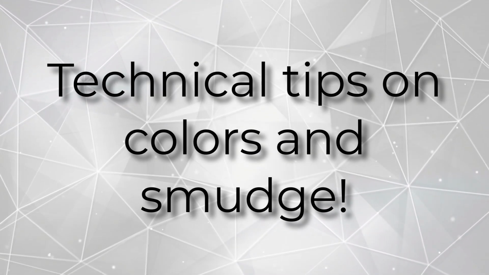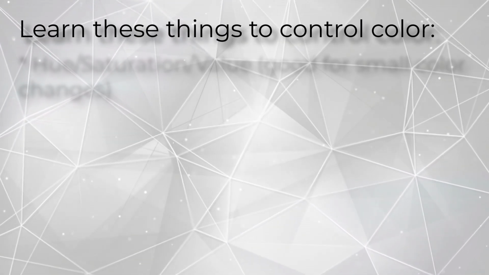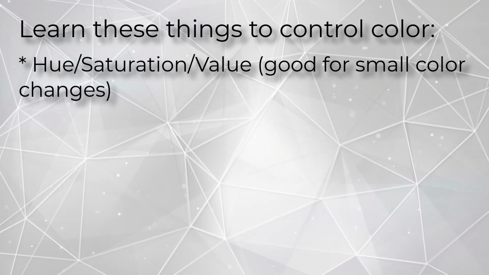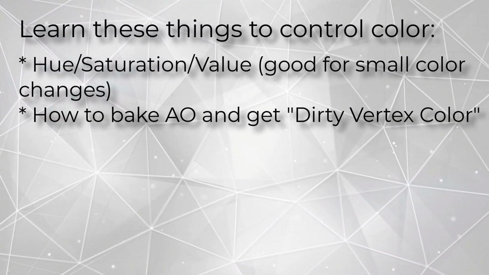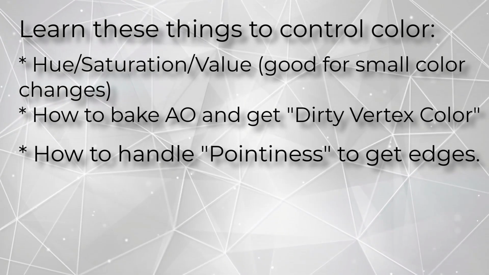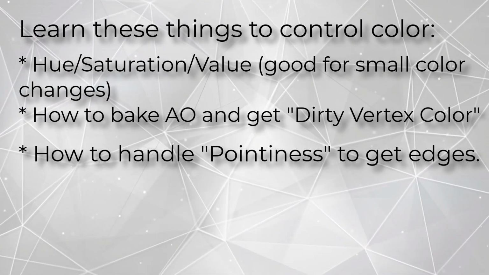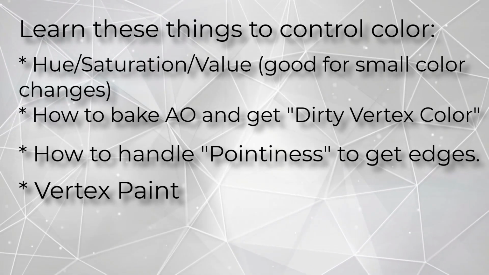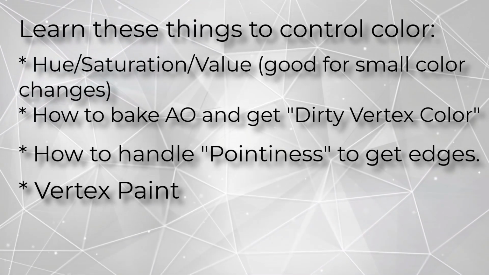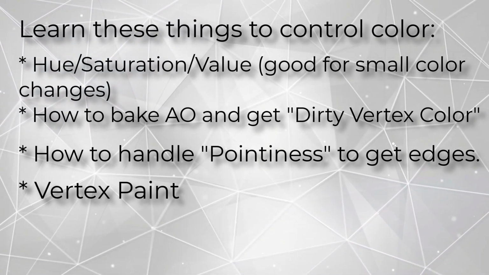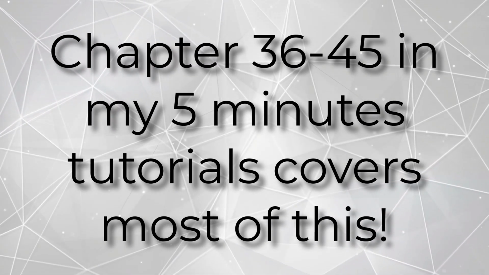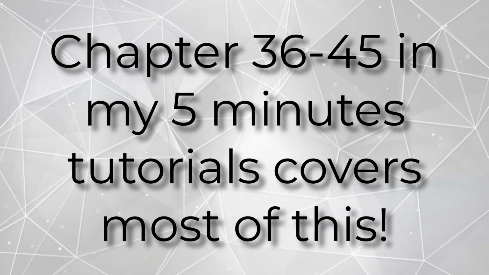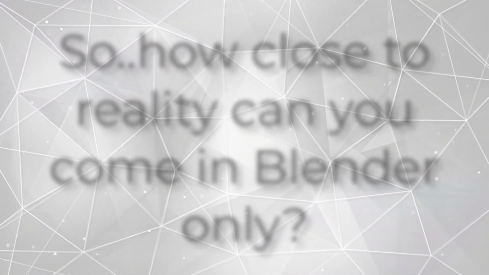And now some technical tips on the color and the smudge. So what you need to learn is to use hue, saturation and value, and how to bake ambient occlusion and get the dirty vertex colors, how to handle pointiness to get the edges, and also some general vertex paint. So if you can handle those, you can also add in a good color. And you have chapters 36 to 45 where I went through this.